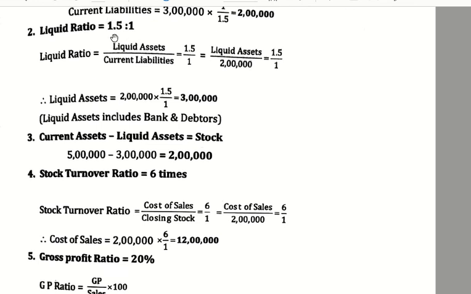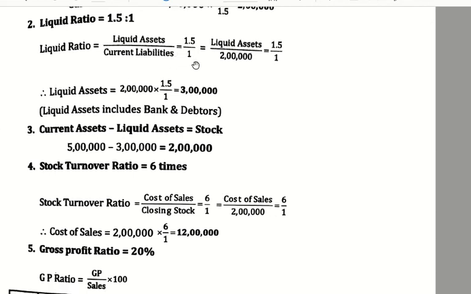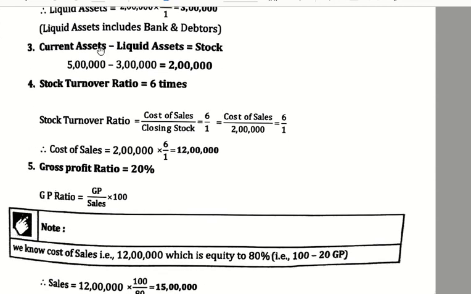Now the liquid ratio, they have given 1.5:1. So the liquid ratio formula is liquid assets divided by current liabilities. So 1.5 divided by 1. We know current liabilities to be 2 lakhs. So liquid assets divided by current liabilities is 1.5 divided by 1. If you cross multiply, we get the liquid assets to be 3 lakhs. So current assets minus liquid assets is equal to stock. Liquid assets include debtors and cash, so current assets minus liquid assets is equal to stock. So 5 lakhs minus 3 lakhs is equal to 2 lakhs.